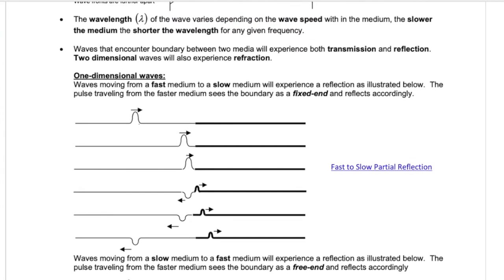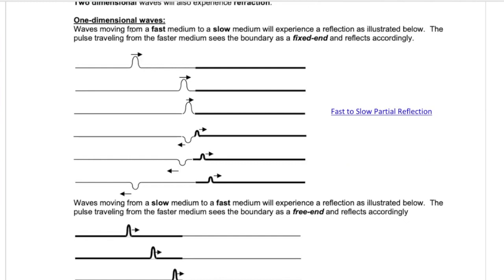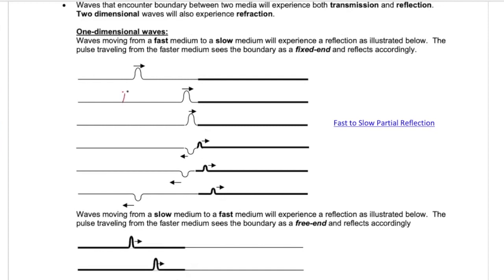When we have waves going from one medium to another, so for example, when we have a wave going from a fast medium to a slower medium, we get what's called partial transmission and partial reflection. So let's look at what happens when we go from fast to slow. When we go from a fast medium to a slow medium, we get partial transmission and then partial reflection. But notice that the partial reflection is inverted.